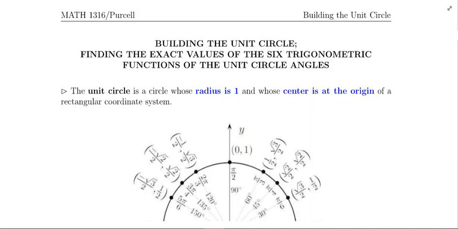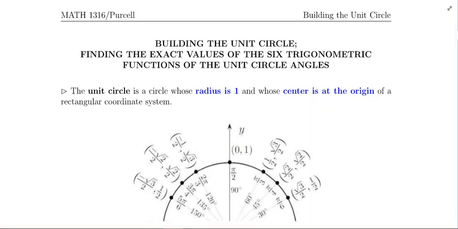All right, so there is a lot of important information in this packet of notes that you have to kind of know backwards and forwards. So we are going to start by building the unit circle. First of all, we are going to talk about what the unit circle is. If you read the first bullet point, it says the unit circle is a circle whose radius is 1 and whose center is at the origin of a rectangular coordinate system. Important definition there.